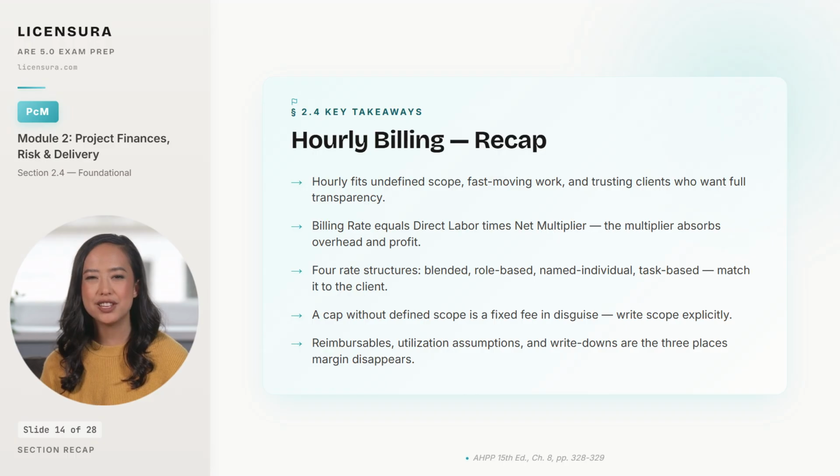The other 3 places margin quietly disappears are reimbursables that count against the cap, utilization assumptions that ignore non-billable time, and client write-downs on hours that look excessive. Protect against each one explicitly in the agreement.